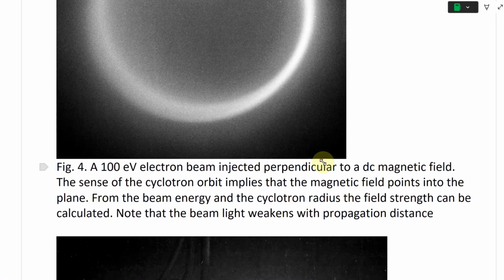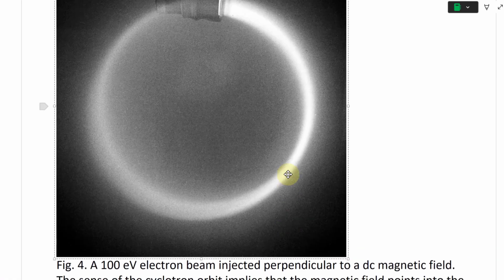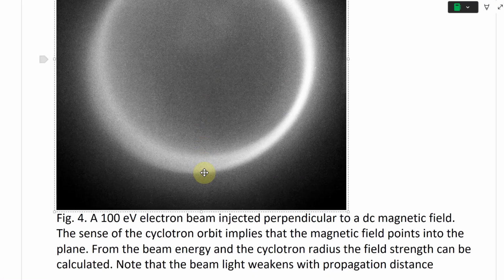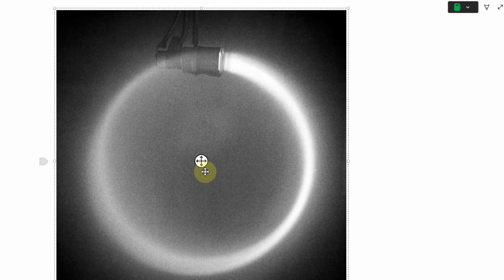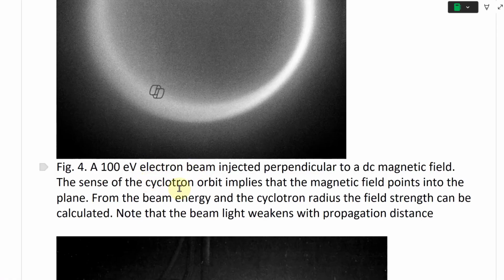So this is a 100 electron volt electron beam injected perpendicular to a DC magnetic field, so direct current magnetic field, so not alternating current, just direct current magnetic field, and this is perpendicular to it. So if this is shooting like that, the magnetic field is either this way or this way through it, and it's using an electromagnet, DC magnetic field. The sense of the cyclotron orbit implies the magnetic field points into the plane, so into the plane like this. And that is the sense of it. I think that's just the way it looks.